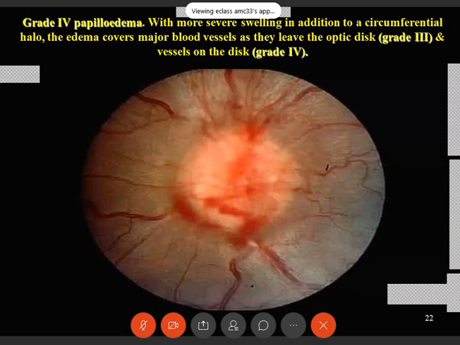See, in the swelling, the disc becomes swollen and paler in color. Hemorrhages are present over the disc. Venous engorgement is present, the veins are tortuous, the cup is filled, and it is more elevated. The disc is more elevated. This is grade 4 papilledema.